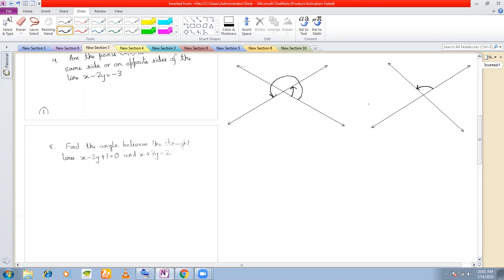This angle is possible between the straight lines, right? And what else? Which other angle is possible between the straight lines? This angle is also possible between the straight lines, right? So in fact, there are 4 angles that are possible between the straight lines. So let us find out those 4 angles.